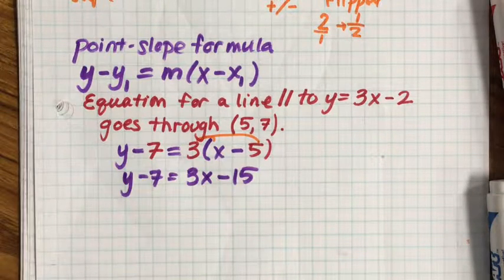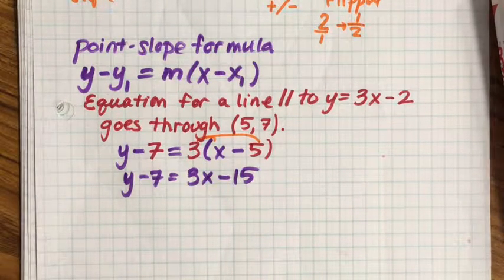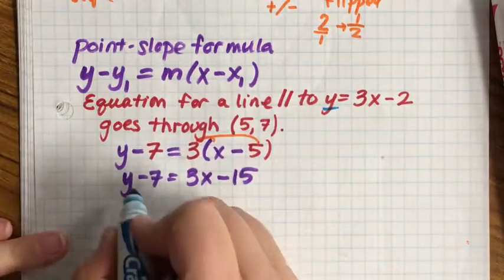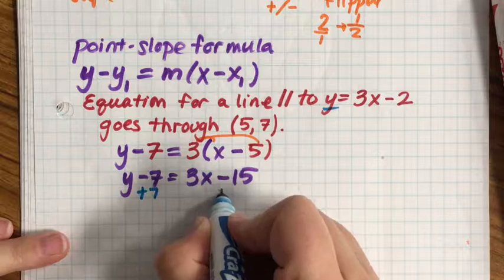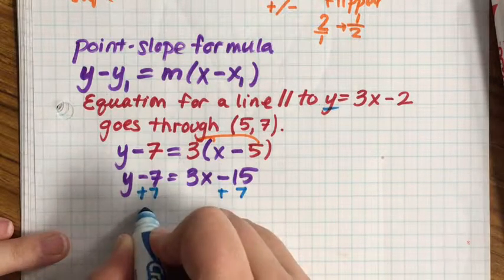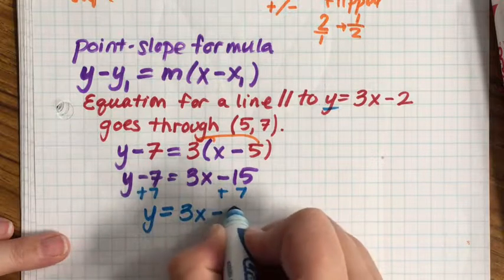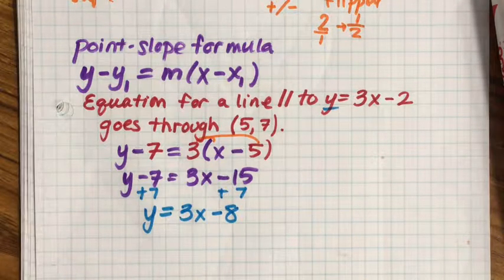Next thing that we have to do, last thing, we add 7. Add 7, because there was a minus 7, and our whole goal is to get the y alone, just like this one right here. So we add 7. So then, final answer, y equals 3x minus 8. So those two lines are parallel. And if you were to graph them in your graphing calculator, you would also be able to see that they are indeed parallel.